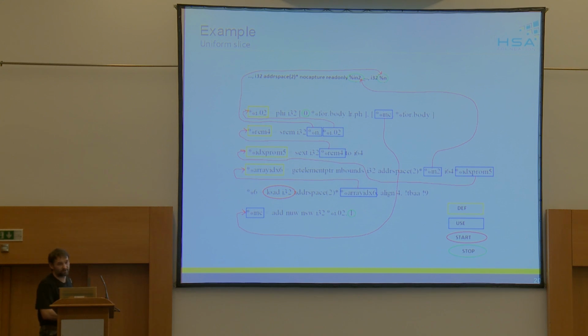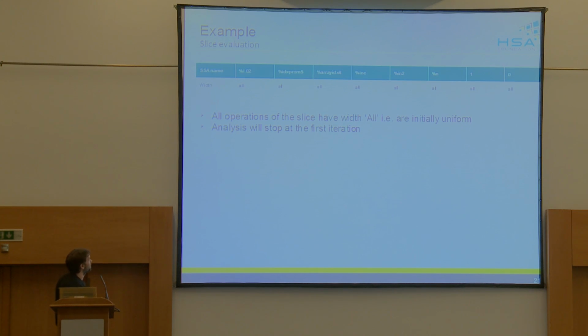Here is a slice. This is a backward slice that only contains instructions that contribute to the array index value. And in the iterative analysis, we propagate the properties along this slice. This example is trivial because initially all values are uniform, so the iterative solver will immediately stop.